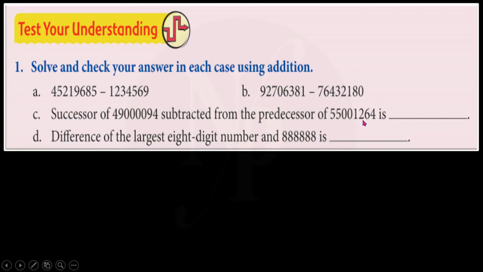After doing that, we have to subtract the successor of this number. That is, the digit at one's place will become 5 in this number. That will be the successor of this number. We have to subtract that from the predecessor of this number, which will be 1 less than the given number here. So let us write down the successor of the first number given here and the predecessor of the second number given in the question, and let us subtract the successor of the first number from the predecessor of the second number.